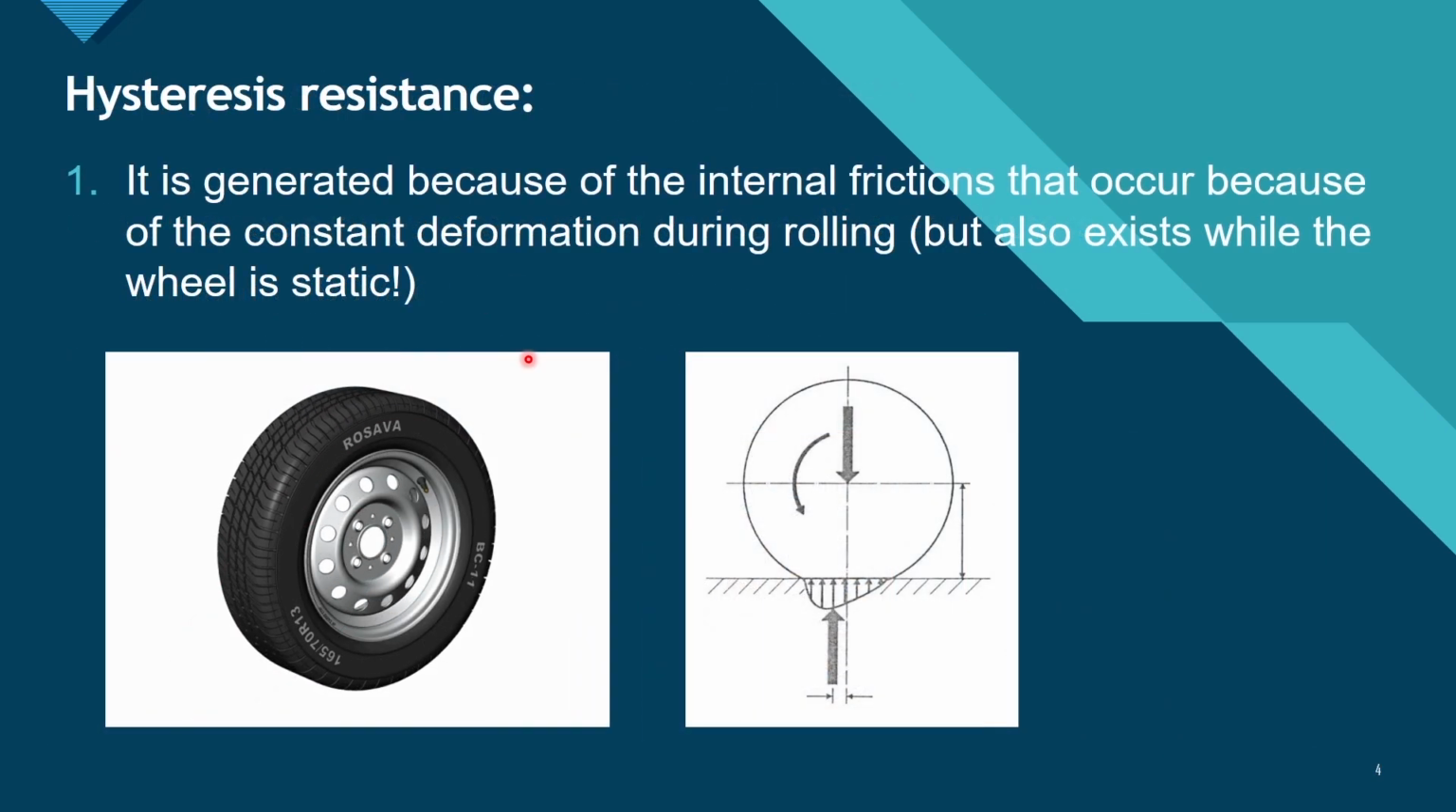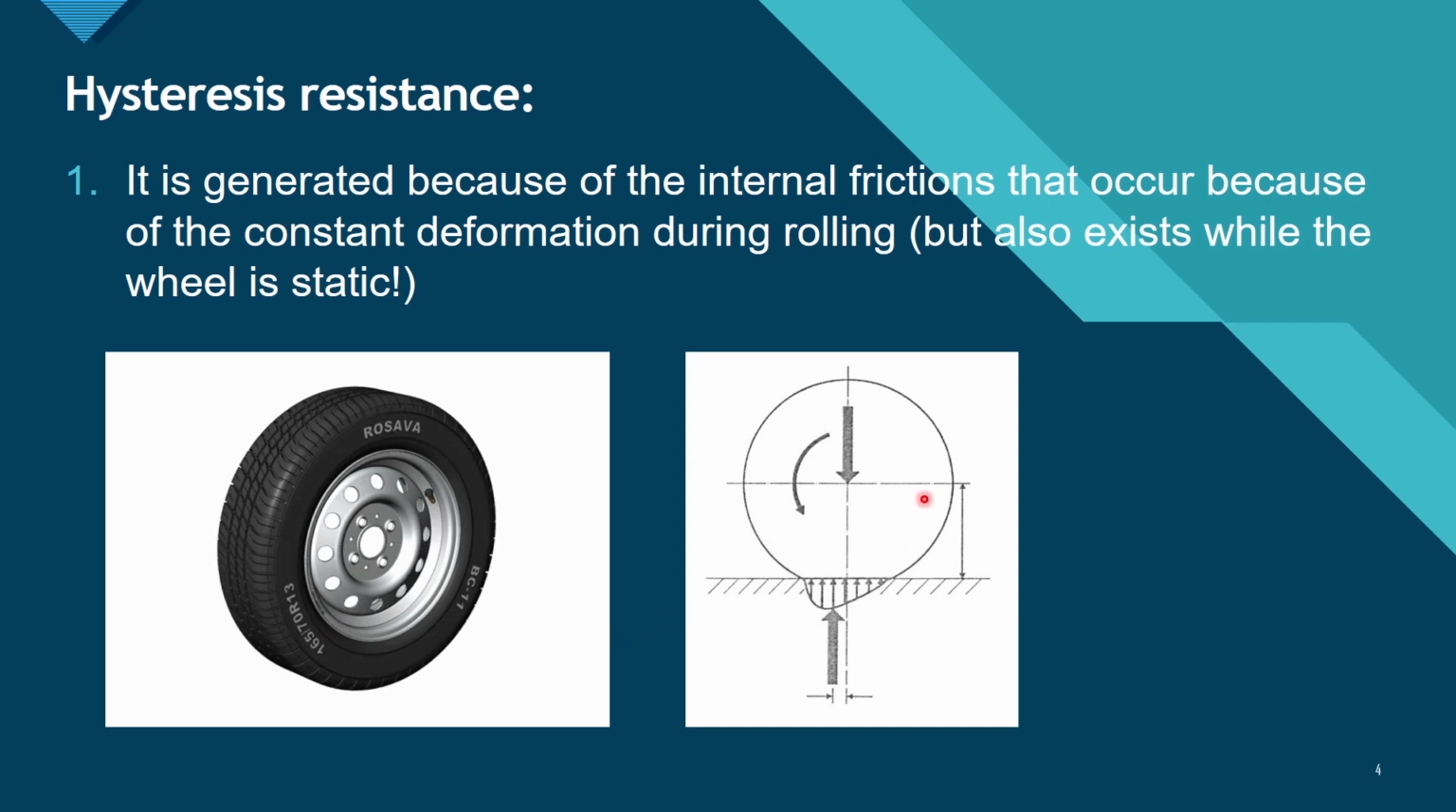Now we're going to go over some of the characteristics of the hysteresis resistance. The first one is that it is generated because of the internal frictions that occur because of the constant deformation during rolling. The tire is rolling and it is constantly deforming. We covered how and why this happens in more detail in the section on rolling an elastic tire on a rigid surface. This resistance, however, also exists while the wheel is not moving, while it is static.